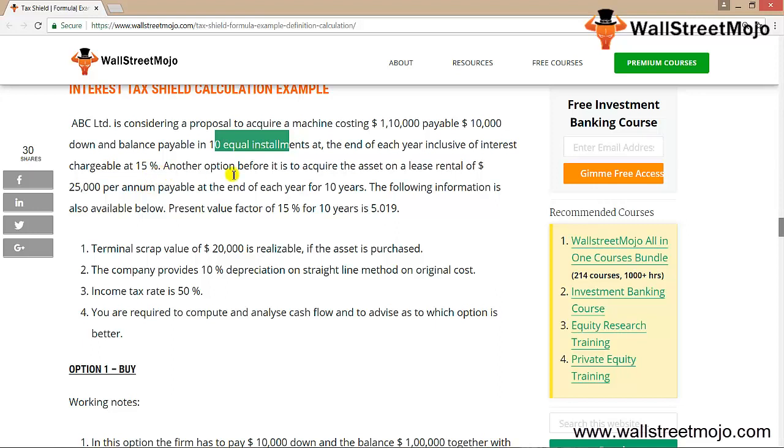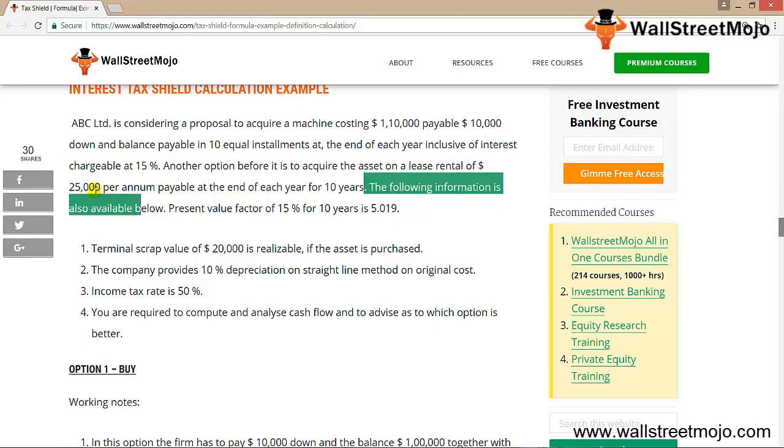Another option before it is to acquire assets on lease, rental is 25,000 per annum, payable at the end of each year for 10 years. So this is basically your operating lease. The above was your finance lease. The information related to the same is the present value factor.